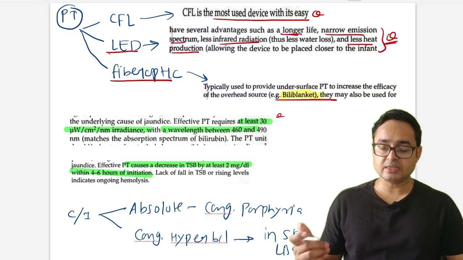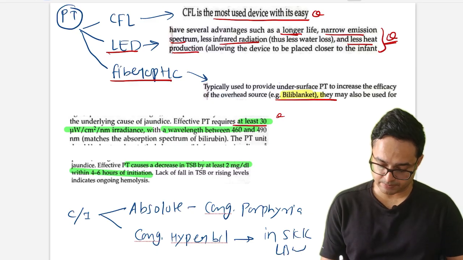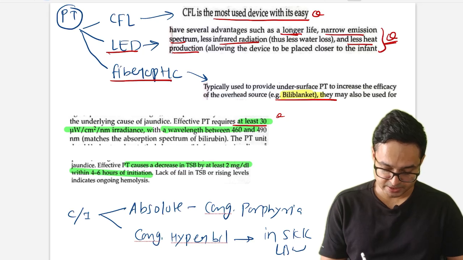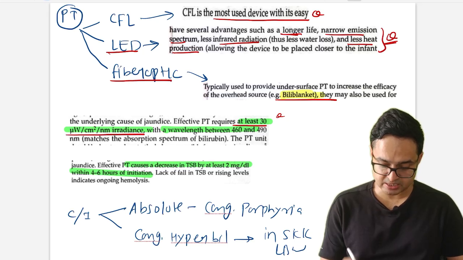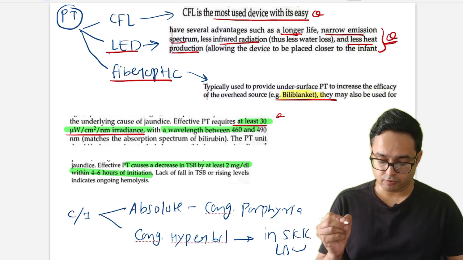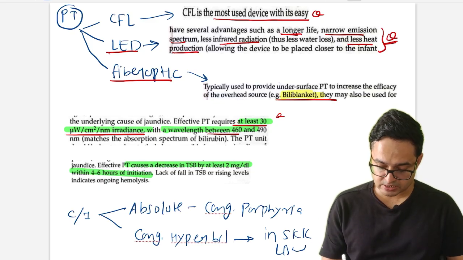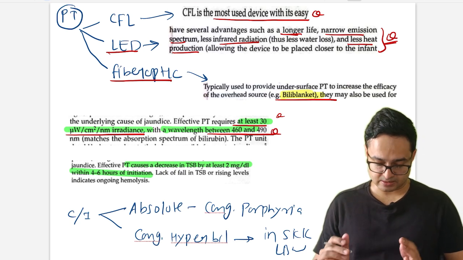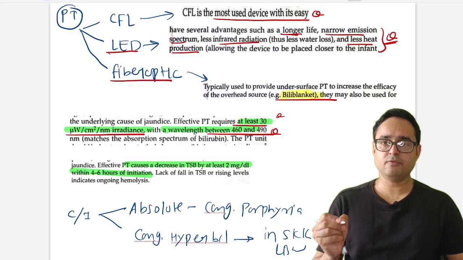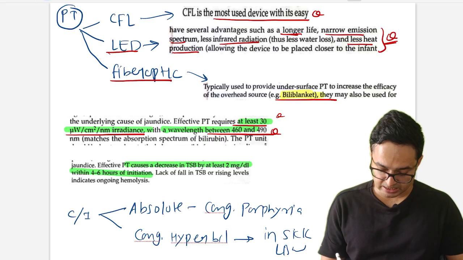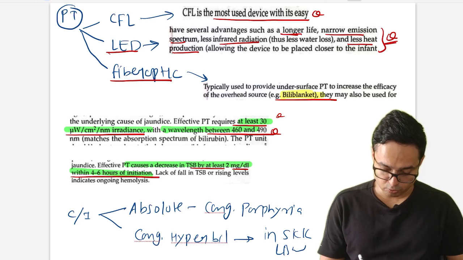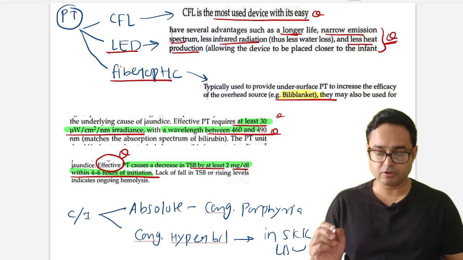Okay, what is the irradiance in phototherapy? Statement or plain question: at least 30 microwatt per centimeter square per nanometer. What should be the wavelength of phototherapy? Between 460 to 490 nanometer. These two values can be asked. We call phototherapy effective if there is a decrease in TSB, total serum bilirubin, by at least 2 milligram per deciliter within 4 to 6 hours of initiation. So this is the criteria of effective phototherapy.